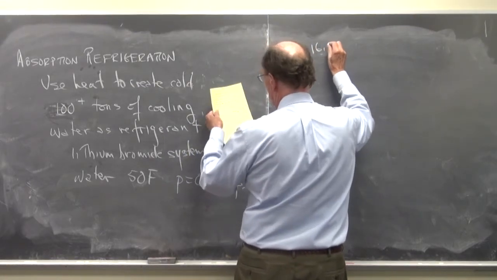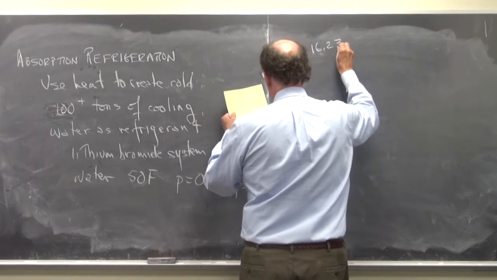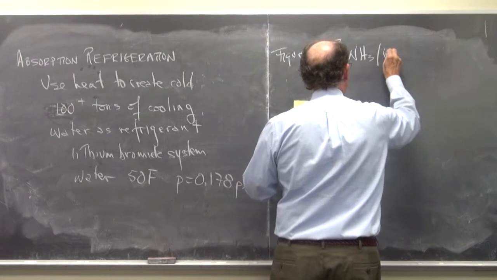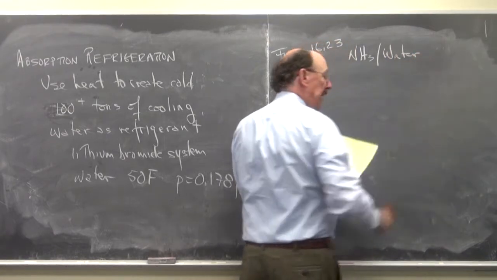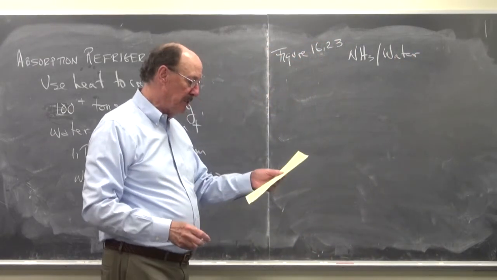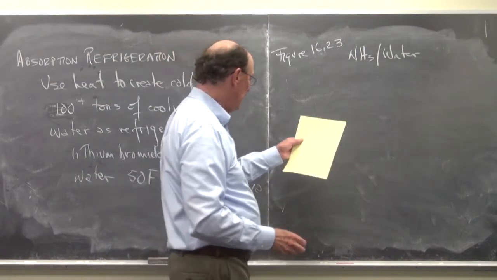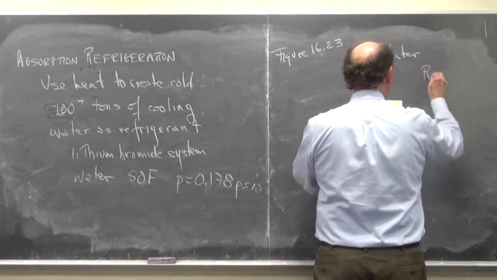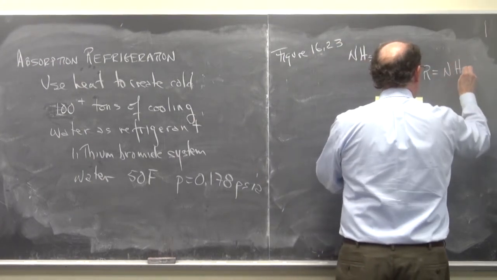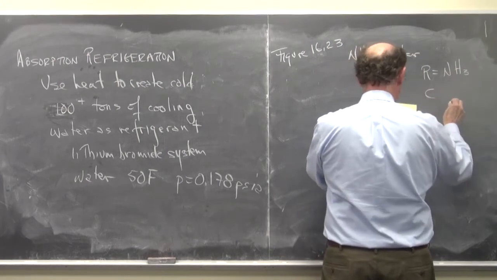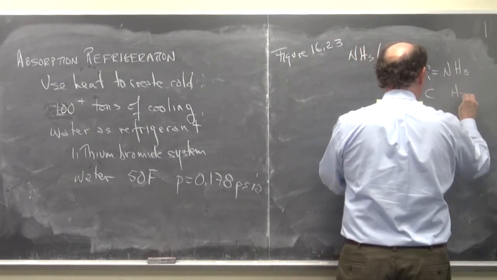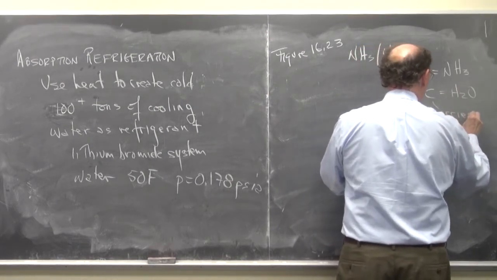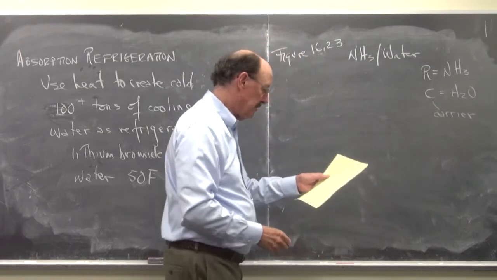16.23, and it's an ammonia water system. And so in this system, the ammonia is the refrigerant, and now let's see how this happens. So we're going to have something called the refrigerant, R is NH3, and C is for the carrier, is H2O. And R for refrigerant, so the carrier carries the refrigerant.